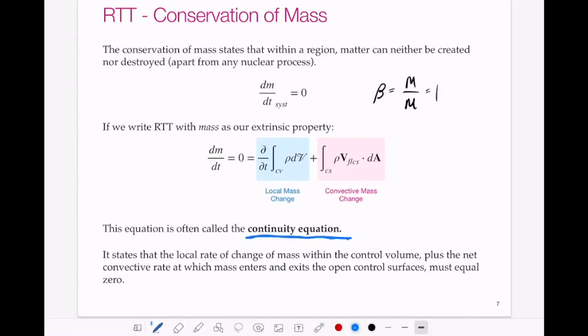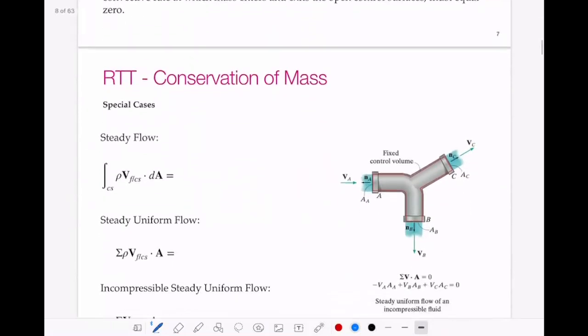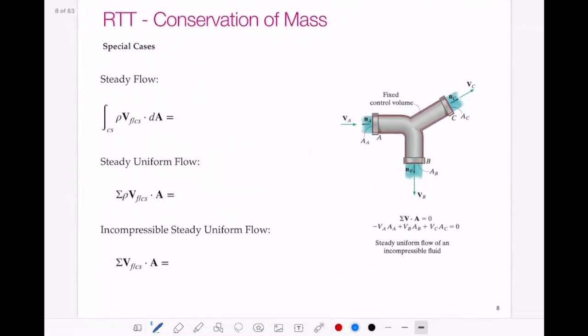So it states that the local rate of change of mass within a control volume plus the net convective rate at which the mass enters and exits the open control surfaces must equal 0. So let's look at some special cases where we may have conservation of mass concerns. The first case is where we have steady flow.